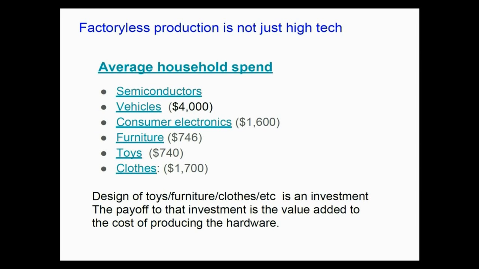Consumer electronics, $1,600 spend by the average household. Same thing, TVs and so on can be designed here, manufactured elsewhere. Furniture, toys, very big deal. Clothes, very big deal. The Gap designs a new sweater or a hoodie or some new colors or design. That's where the value comes from, because the clothes are assembled in Turkey for 1/10 of the price of the final goods.